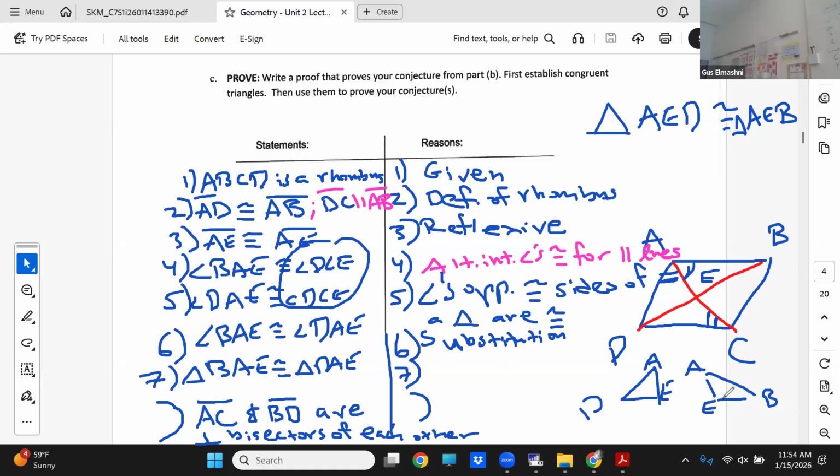How am I able to do that? I already know these sides are the same because of the reflexive property. The tricky part was proving these angles were the same. How do I do that? These were the same by alternate interior angles. These were the same because they're opposite congruent sides of the triangle. Therefore, these have to be the same. If this equals this, and this equals this, then these two have to be the same. They both equal this one. If that's true, how are these triangles congruent? Side, angle, side. SAS, good, thanks.